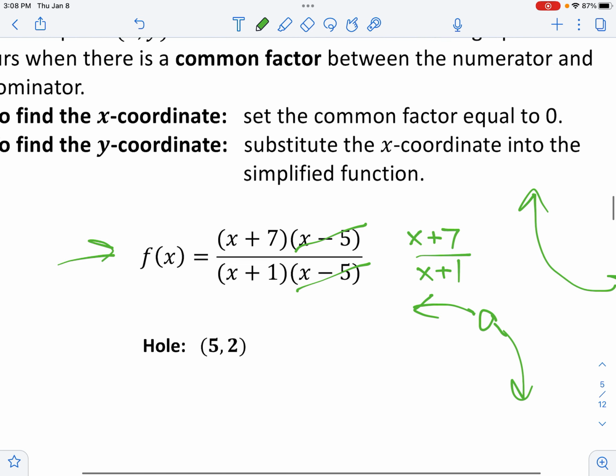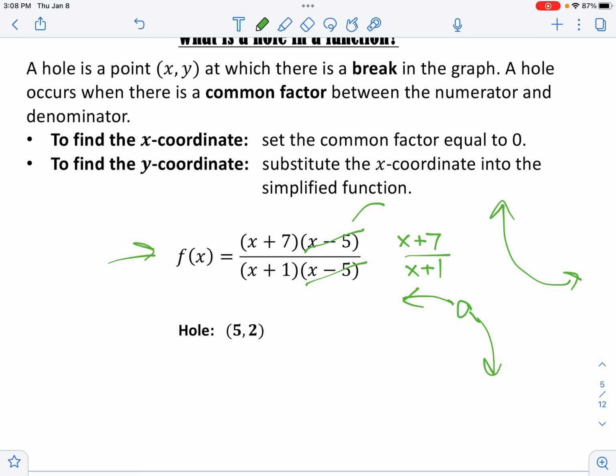But truthfully, before, in the denominator here, x could not be equal to 5. So that's still the case. I cancel that factor out, but my original function still has that as a true thing. I cannot have x equaling 5 here. So if I want to find out where the hole is, I set the common factor equal to 0. In other words, I know that x cannot be 5. So that's my x value.